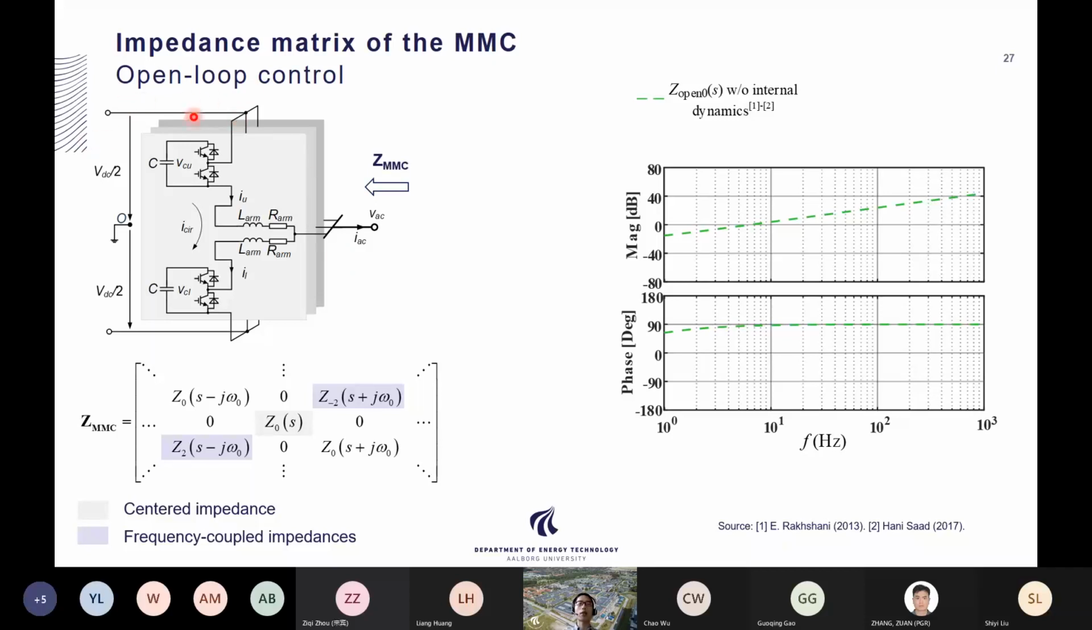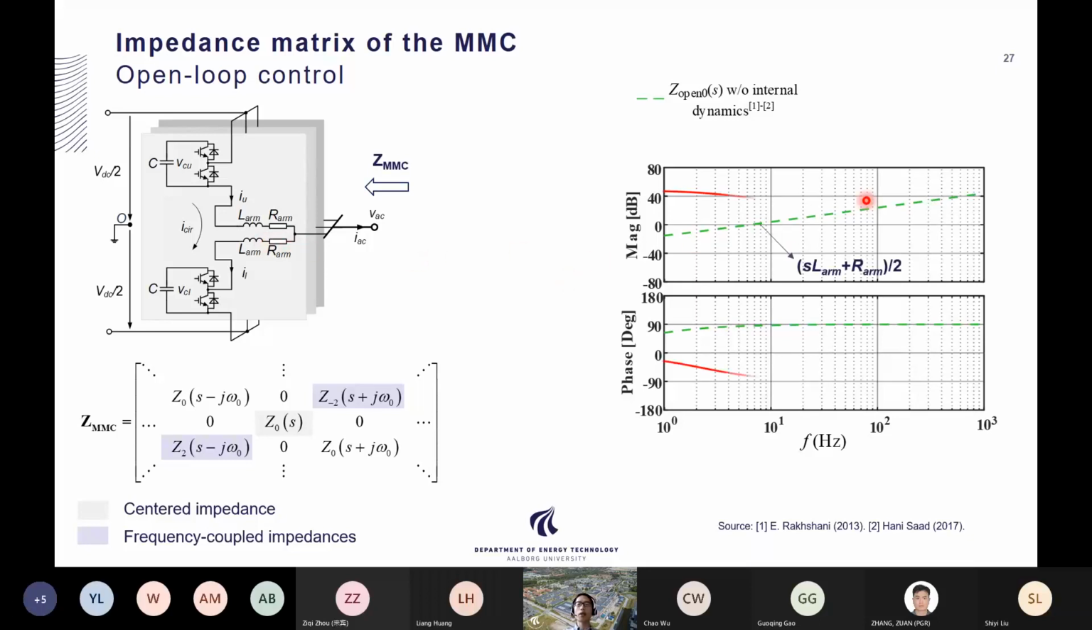Here we just consider the open loop control of the MMC. If we just neglect its internal dynamics, for example, we treat it as a two-level voltage source converter, then for sure, in that scenario, its open loop impedance is just like an inductor, right? Because it is open loop control. If we take a look at its impedance at the AC terminal for the two-level VSC, its impedance is of course just like an inductance here.